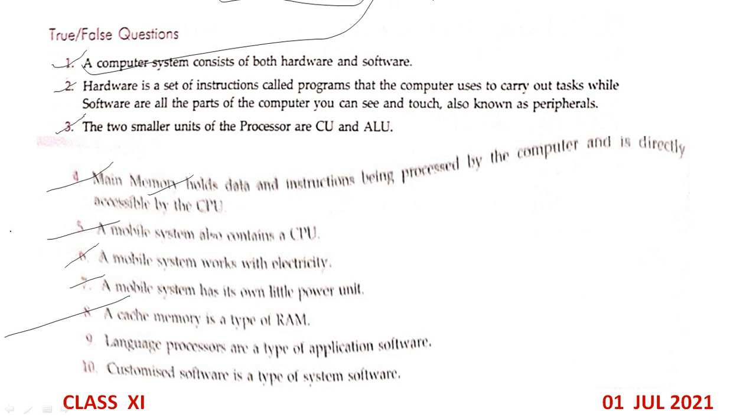Question number 9, language processors are a type of application software, which is wrong. That is false. Language processors are not a type of application software. Instead, language processors are a type of system software. They are nothing but the translators.